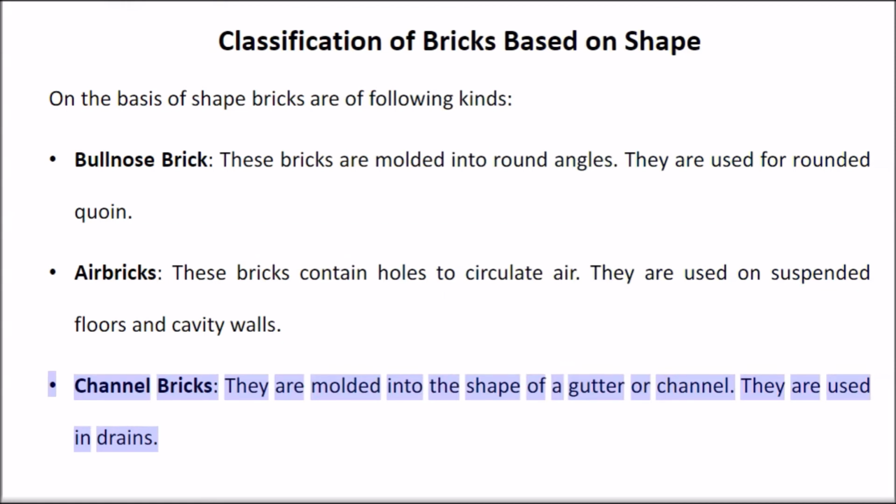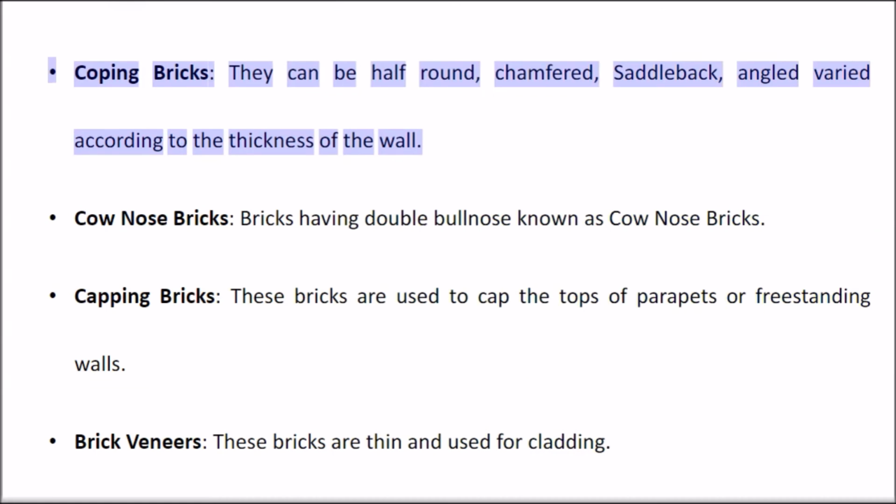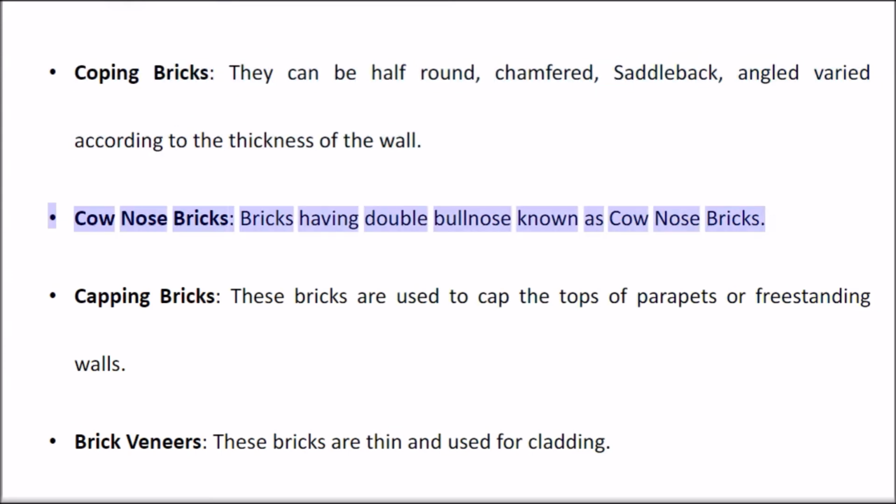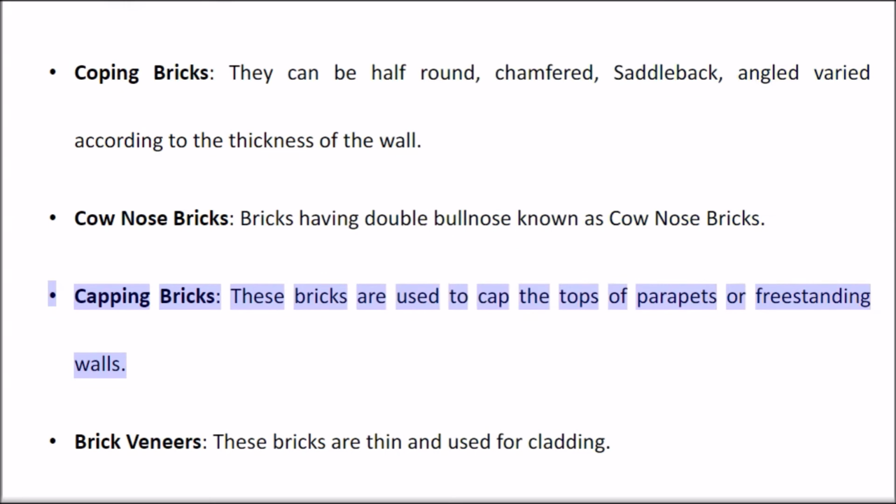Channel bricks. They are molded into the shape of a gutter or channel. They are used in drains. Coping bricks. They can be half round, chamfered, saddleback, angled, varied according to the thickness of the wall. Cow nose bricks. Bricks having double bullnose are known as cow nose bricks. Capping bricks. These bricks are used to cap the tops of parapets or freestanding walls.